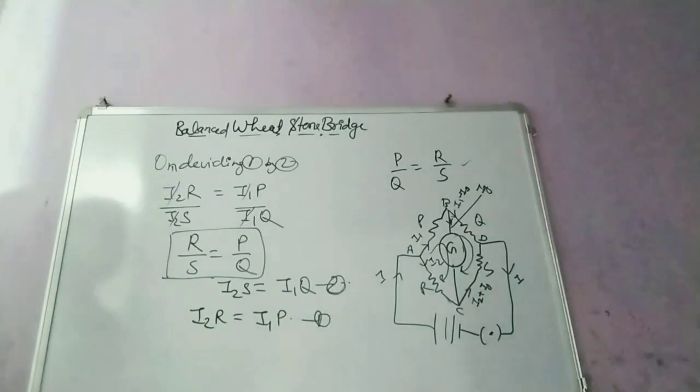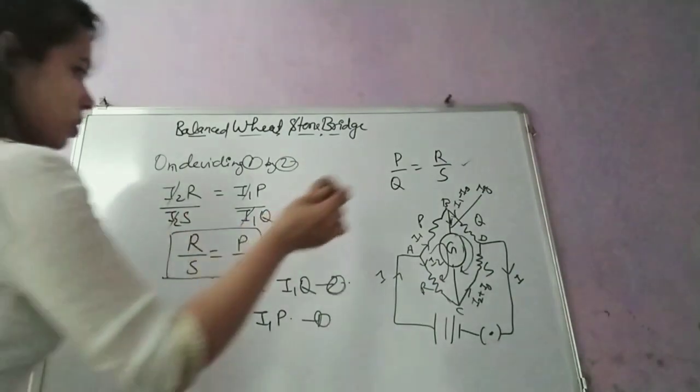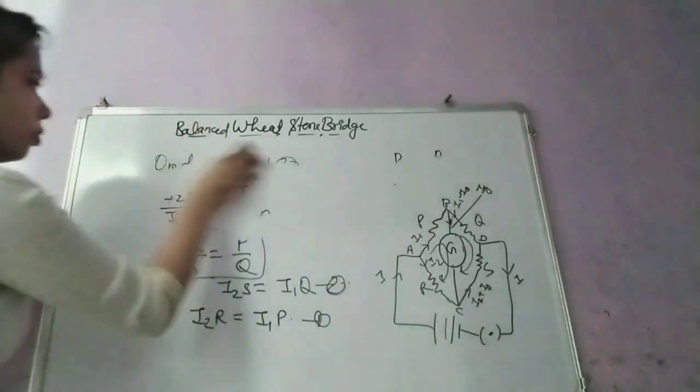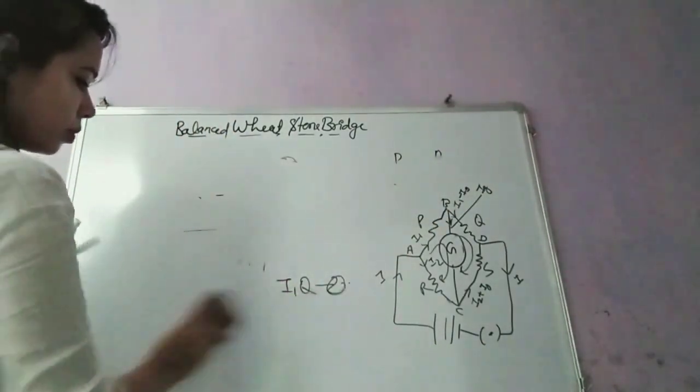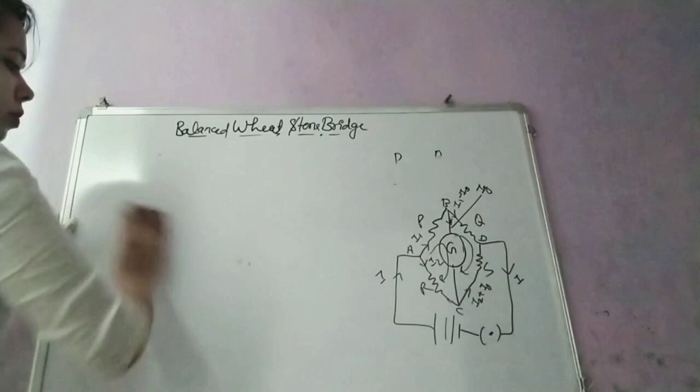Okay, so this is the condition for balanced Wheatstone bridge, and now I am going to remove it and we will solve some numericals based on this topic. So I am removing it. Okay, so I am removing this side also.